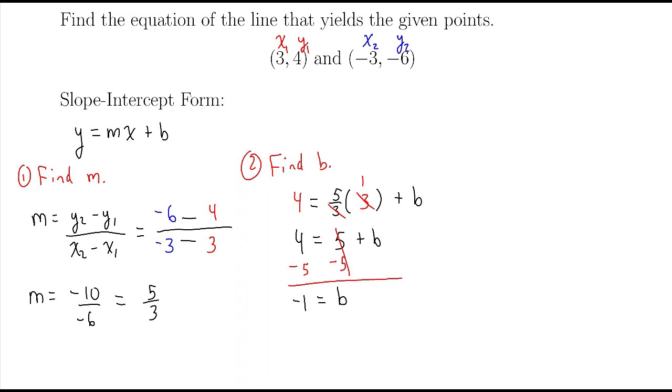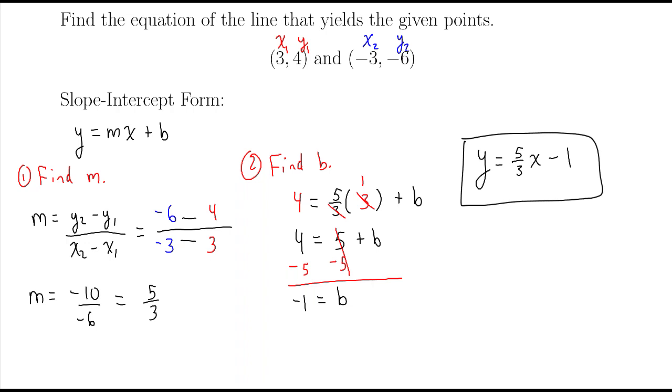We found m, we found b, so we can put it all together. Y equals 5/3 x minus 1, or plus -1. That's the equation in slope-intercept form.